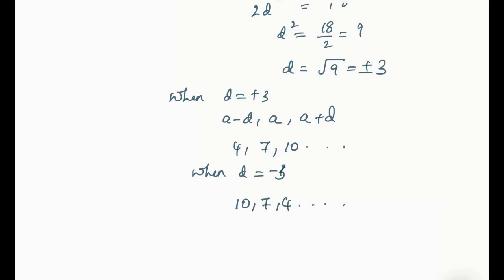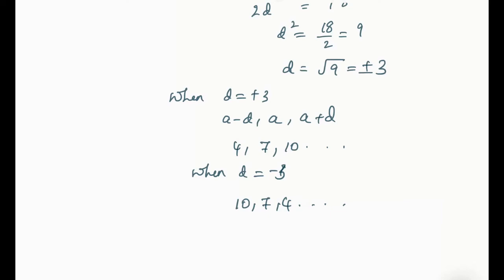Now, next question: the angles of a quadrilateral are in AP, with common difference 20. So find the angles. When the common difference is 20, you can take 4 angles, that is the 4 angles condition is already there. So according to that, please complete that question.